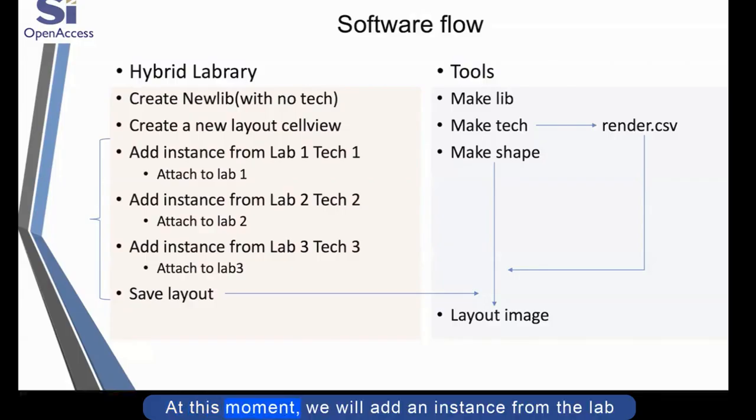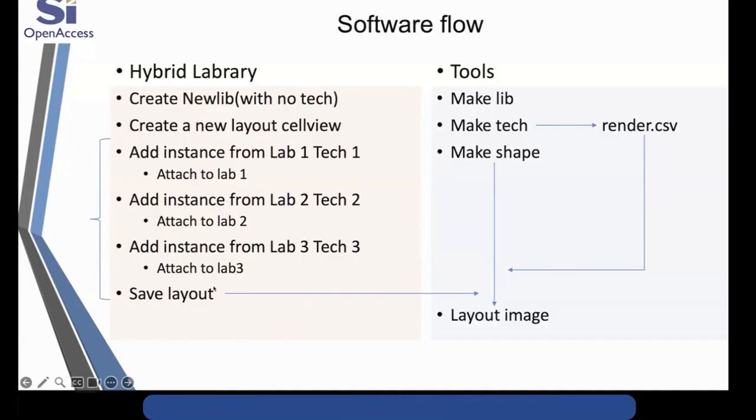At this moment, we will add an instance from lib 1, technology 1. In this operation, we will attach our library to the first library. After we add an instance from that, we change the attachment from lib 1 to lib 2 so that we can add an instance from a different library with a different technology, which in our example is from FreePDK45 to FreePDK15. We also have a FreePDK3 as an example here. And in the end, we save the layout.